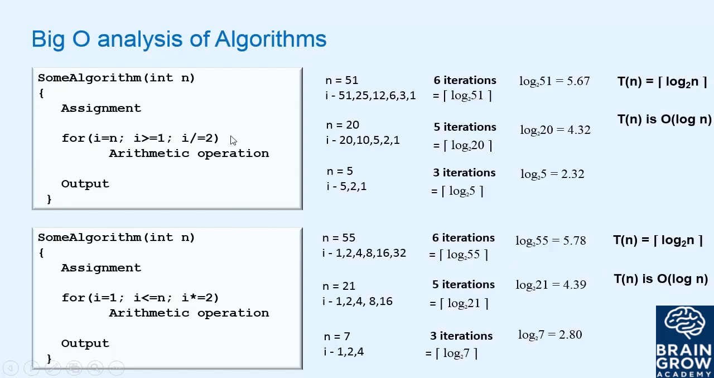Instead of this 2, if we divide or multiply this control variable by any other constant, then also the complexity will be order of log n. So in a loop, if the control variable is divided or multiplied by a constant amount, then the time complexity of that loop is order of log n.